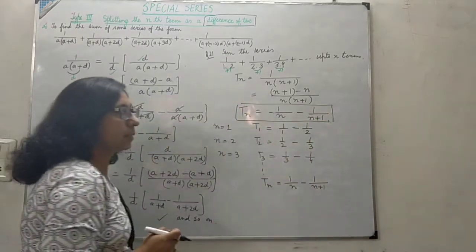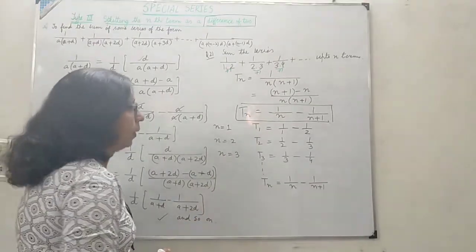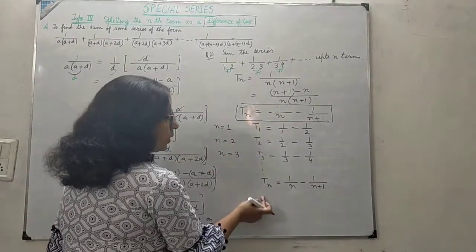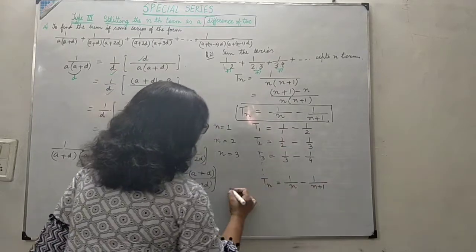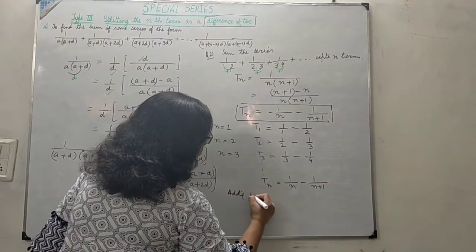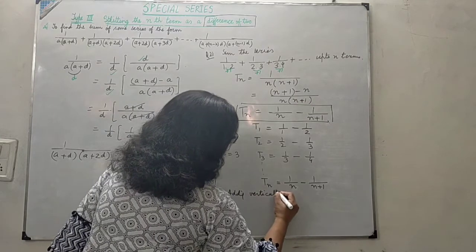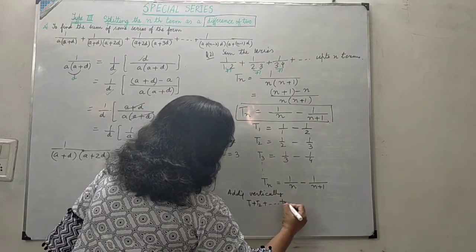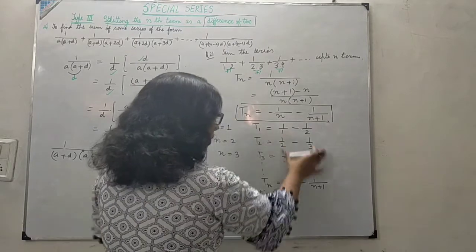I just replace n by n, which is the same. Now you can see we need all the terms sum on the left side, so I'll add vertically, adding vertically or column wise you can say. So on the left side T1 plus T2 till Tn, we are getting all these terms.